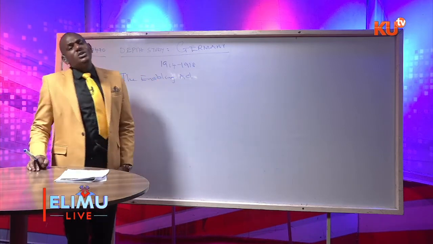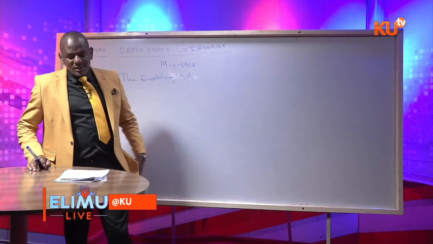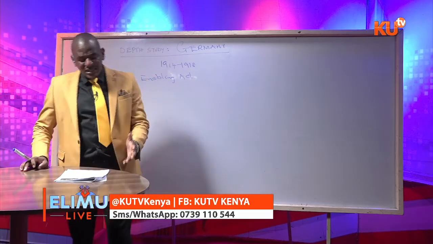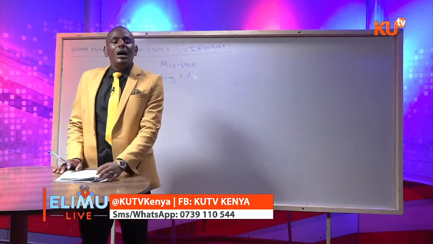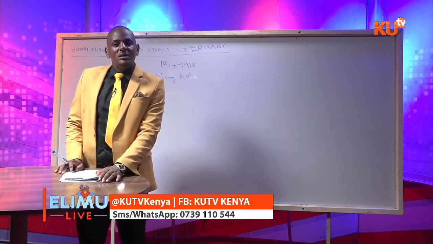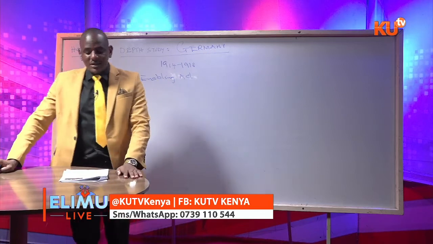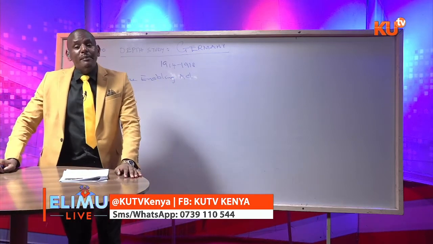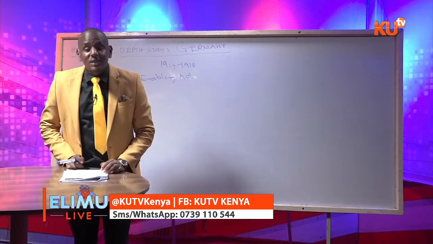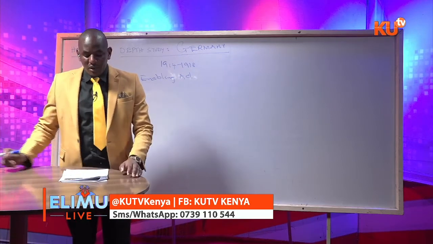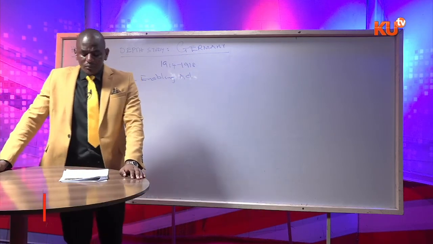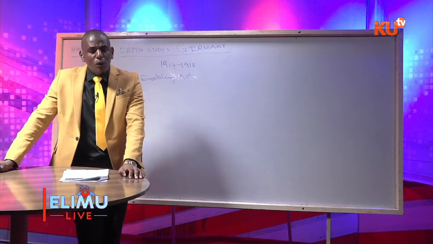So looking at the Treaty of Versailles, what did the Allies, Britain, France, and the United States of America want from the Treaty of Versailles? Let us begin with France. George Clemenceau was from France. He wanted to crush Germany completely.